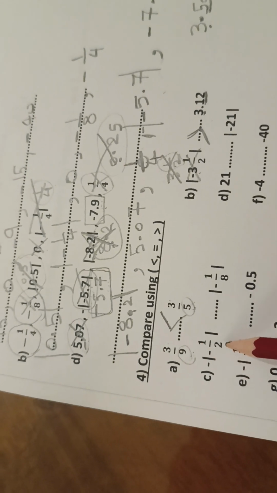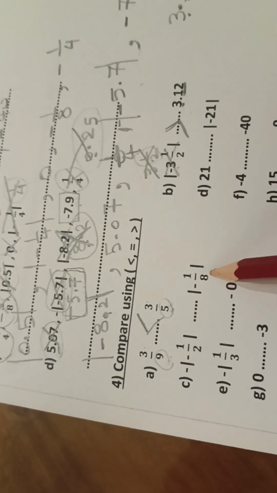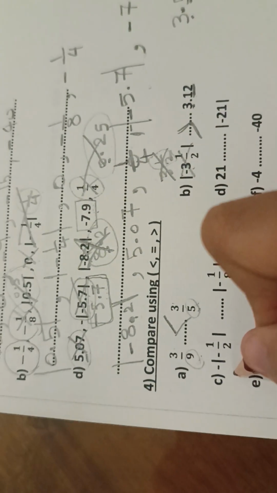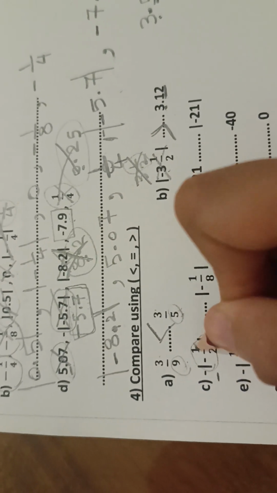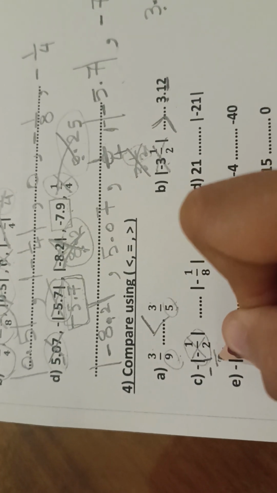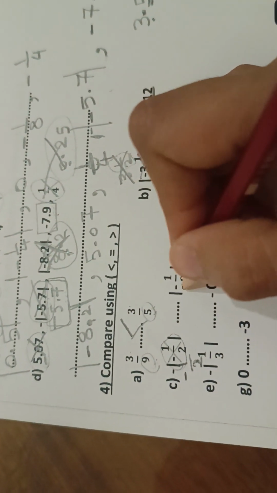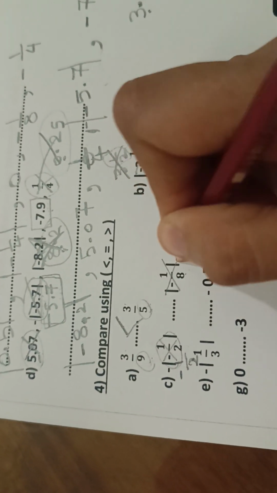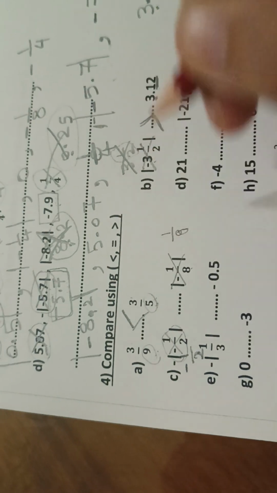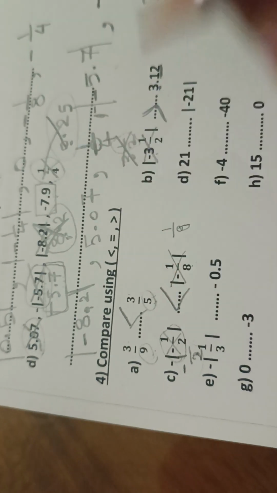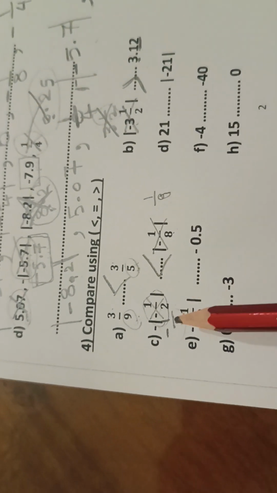Letter C, negative absolute value of negative 1/2 and absolute value of negative 1 over 8. First, get them out, then reread the question again. I have here a negative outside the absolute value, so this value will come out of the absolute value as 1/2. So it will be negative 1/2. And on the other side, I have absolute value of negative 1 over 8. It will come out of the absolute value as 1 over 8. Now I have a negative fraction and a positive fraction. For sure, the positive is greater. The positive is greater than all the negative numbers.